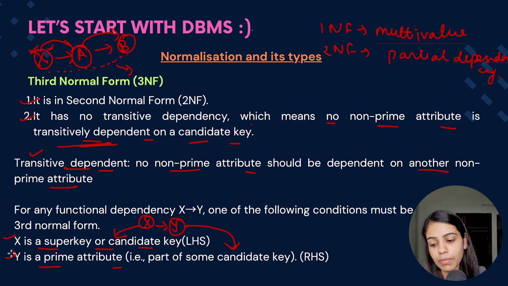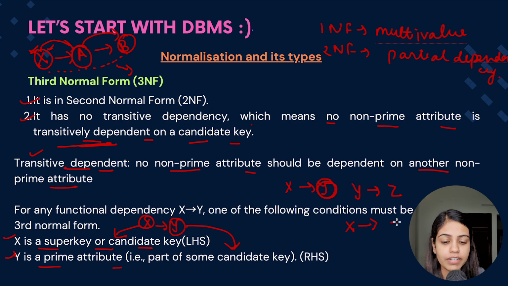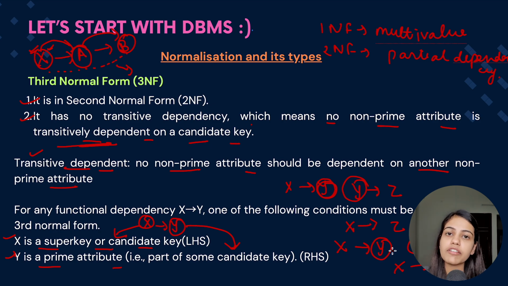So if there is no transitive dependency, X will always be a super key or candidate key, or Y will always be a prime attribute, because consider that X is determining Y and Y is determining some Z. Since Y is a prime attribute, using the rule of transitivity, we can say that X will determine Z. So X is determining Z using a prime attribute. There shouldn't be any case where Y is a non-prime attribute and using that non-prime attribute Z is getting determined by X. So for the rule of transitivity to exist, the dependent should always be a prime attribute, and since X is determining Y, X should always be a part of a candidate key or a super key.